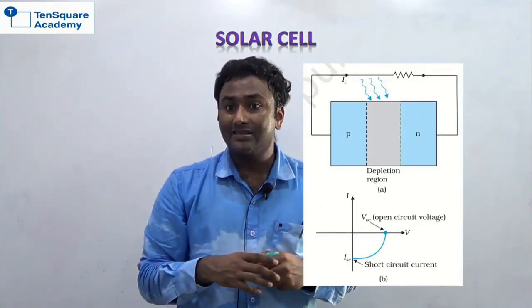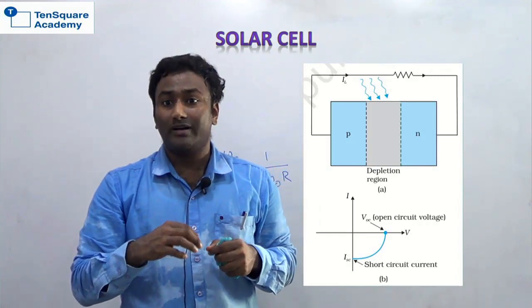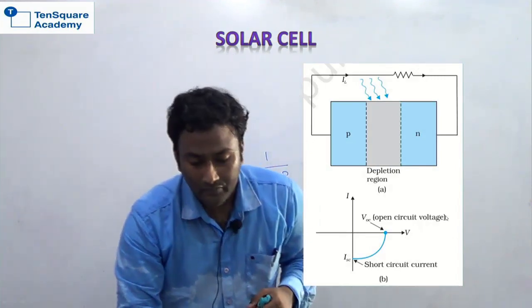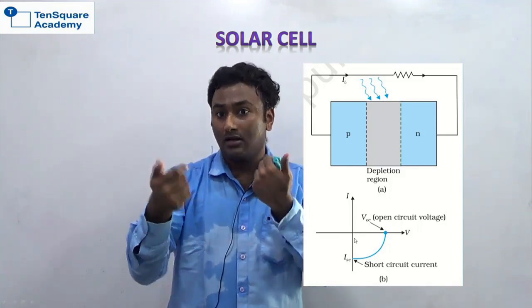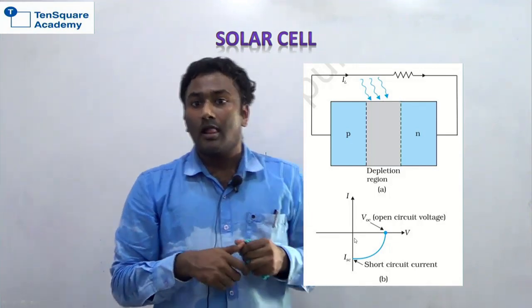And last is solar cell. A solar cell also functions under reverse bias. So, since it is reverse bias, the current is in this downward direction.